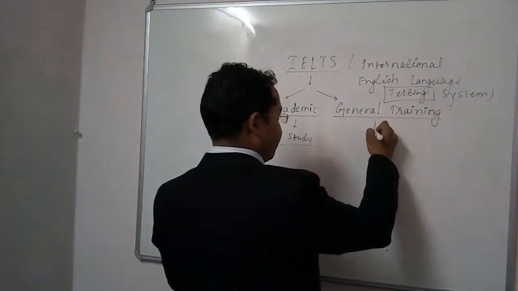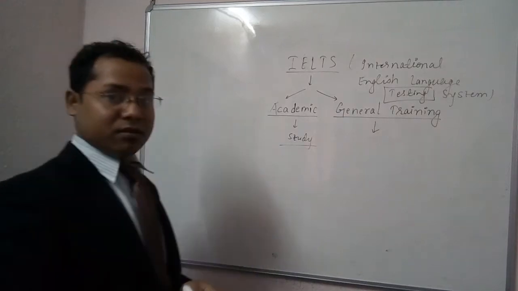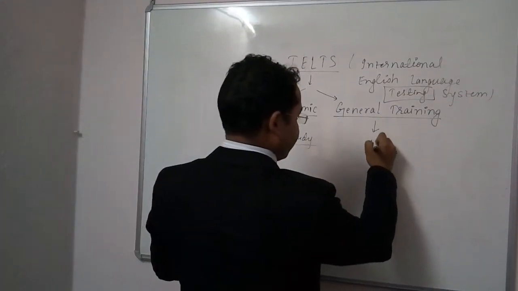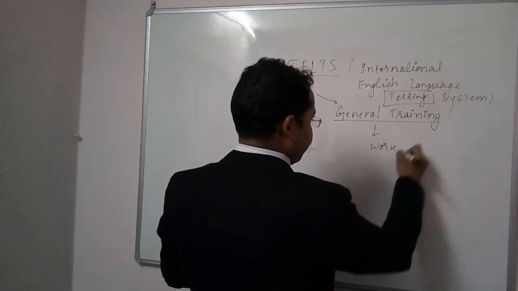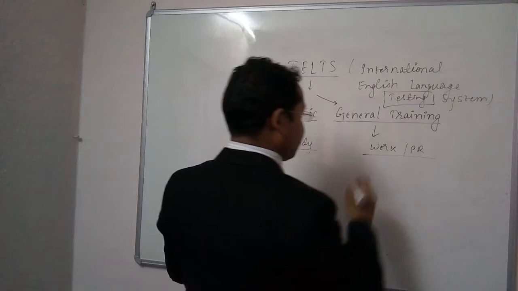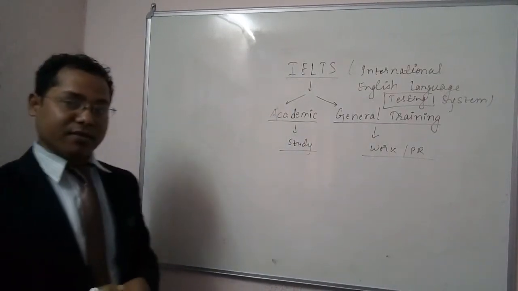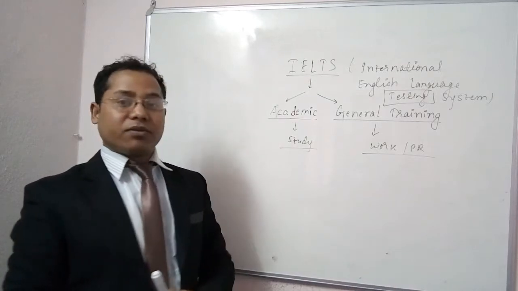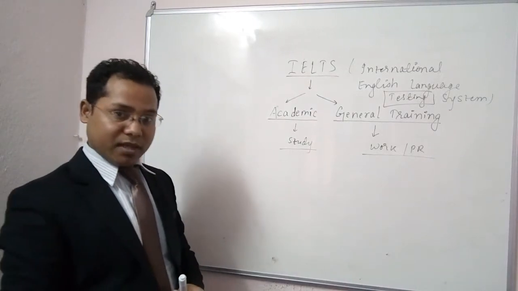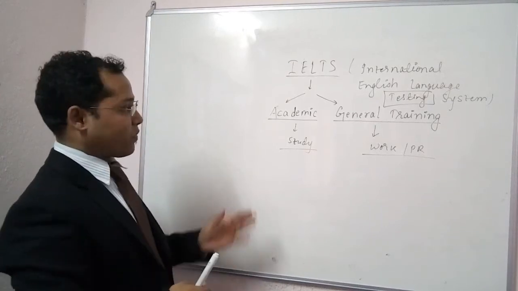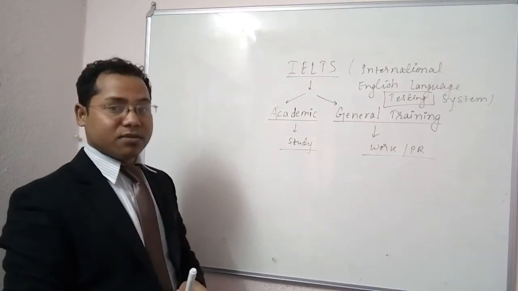On the other hand, we have GT, the acronym for general training, where if you want to apply for work or PR, then you sit for the general training version of IELTS. So this is the first choice before you fill out your registration form in the British Council online. And this is the first question that I will ask you, whether it's academic or general training.